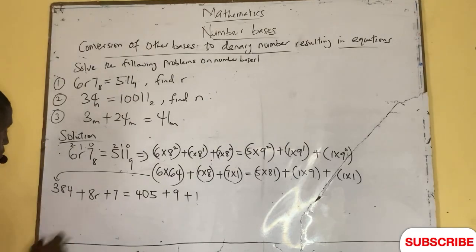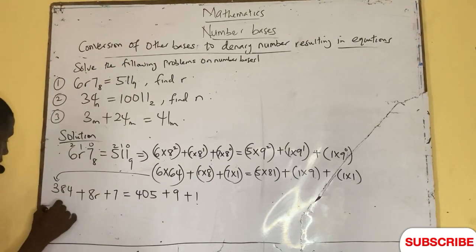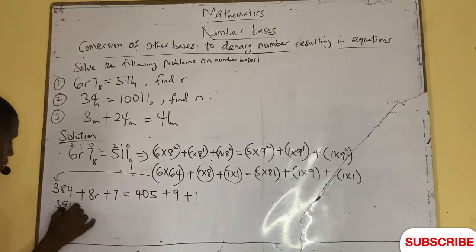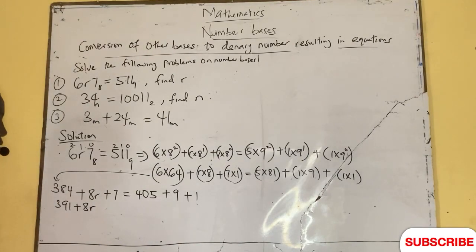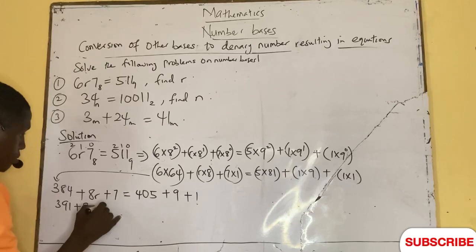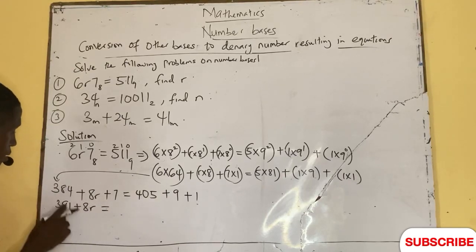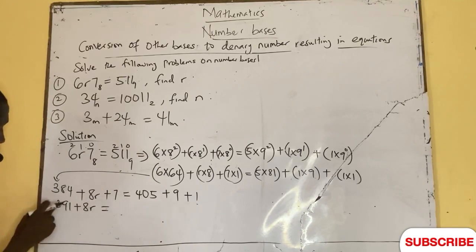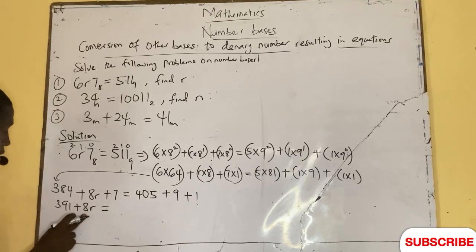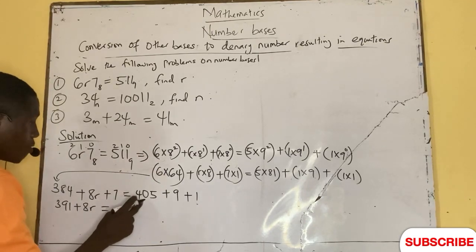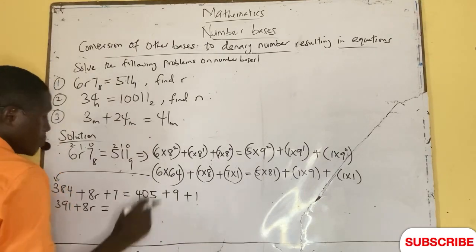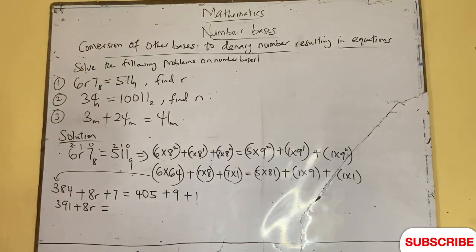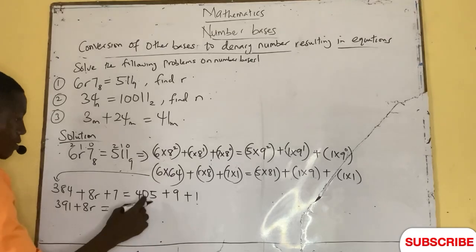So 384 plus 7 is 391, plus 8r. 391 plus 8r equals 405 plus 9 plus 1. 405 plus 1 plus 9, so this is 10 now. This one is 10 plus 405. This is going to give you what?